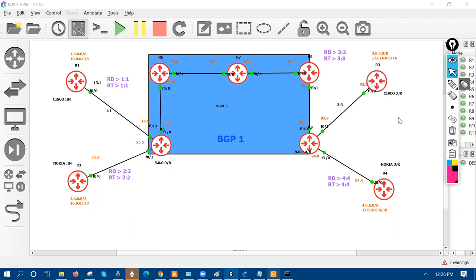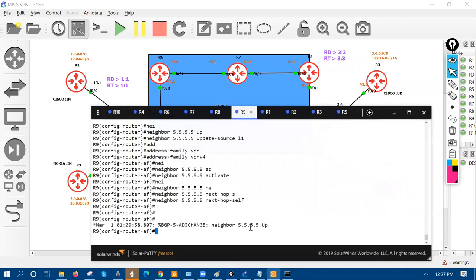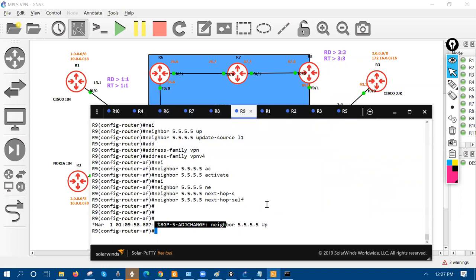Now if you see, I have a neighborship, and this neighborship is not an IPv4 neighborship, it's a VPNv4 neighborship. One question, sir. So you said that they are reachable through the IGP. They are not reachable through the IGP at this point in time? It's reachable, right?